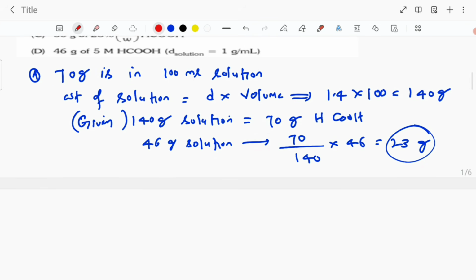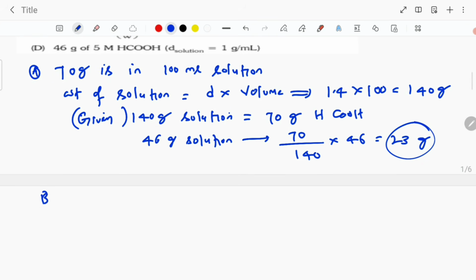Similarly, I am proceeding further for option B also. So directly I am finding now the weight of HCOOH. What did they give in the question? 50 grams of 10 molar HCOOH solution, density also given. So how can we calculate here? Into that is 1, 10 molar, because they mentioned HCOOH solution.